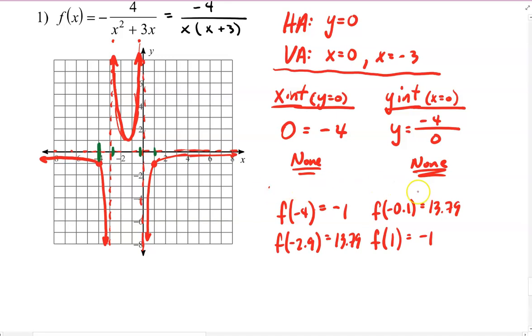And I would be satisfied if you can reproduce this on your test. Let's go on to the last example then.